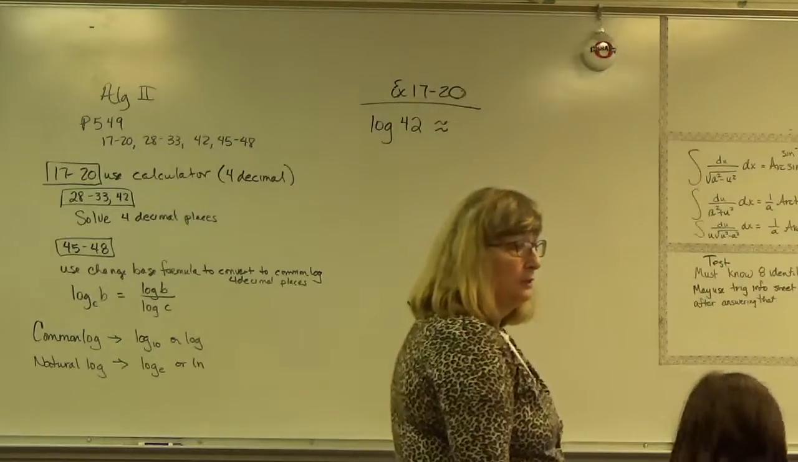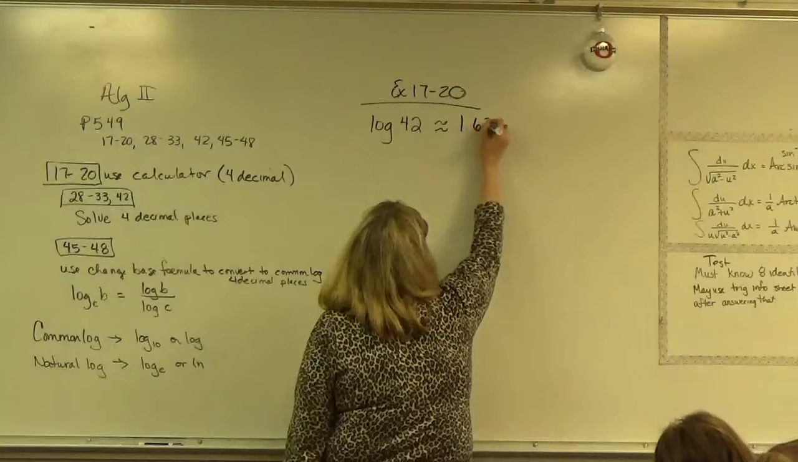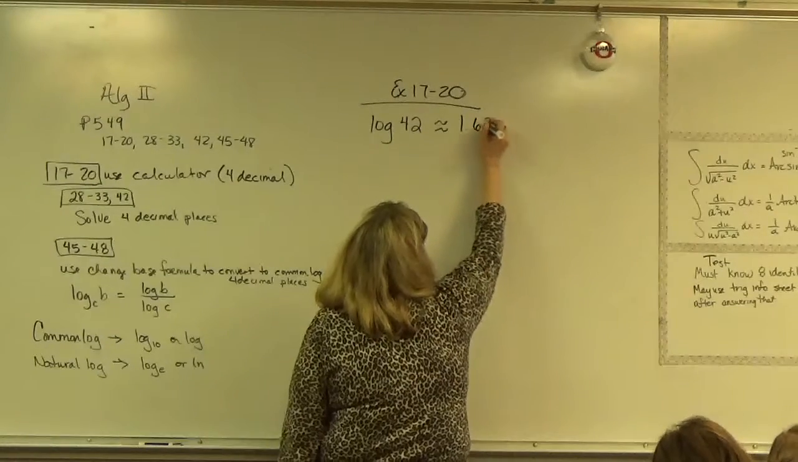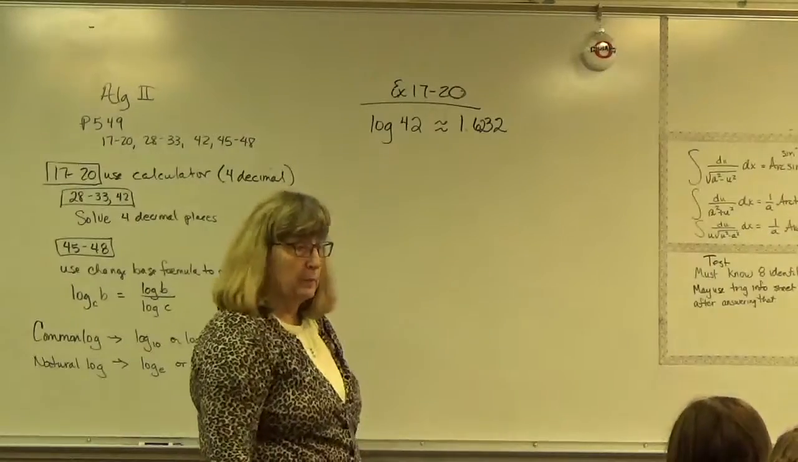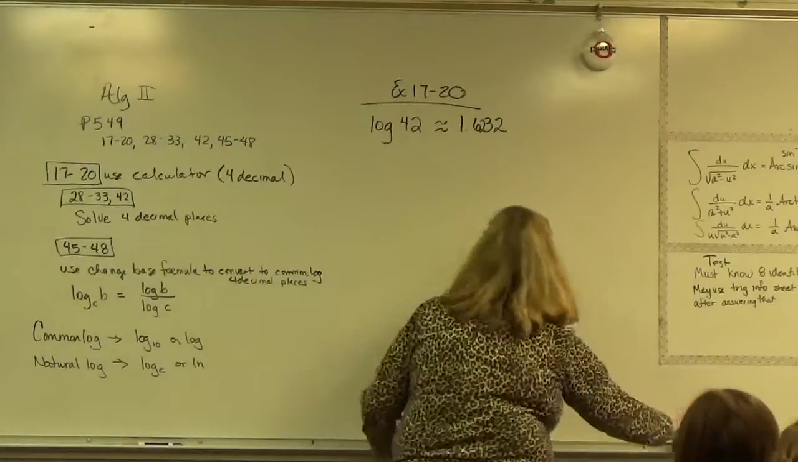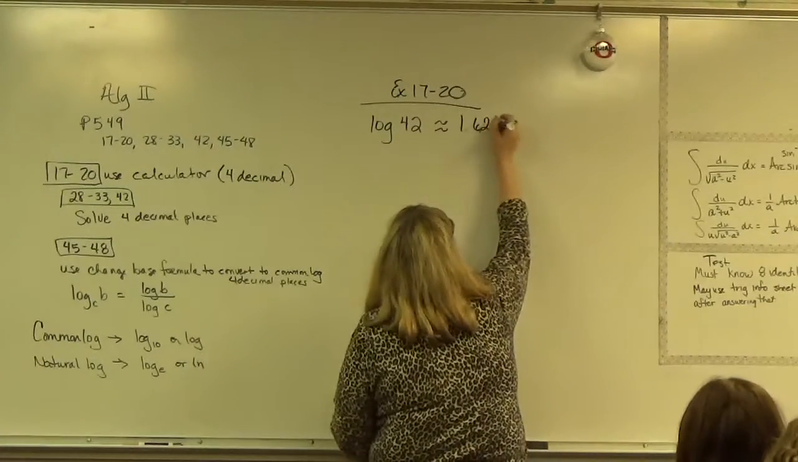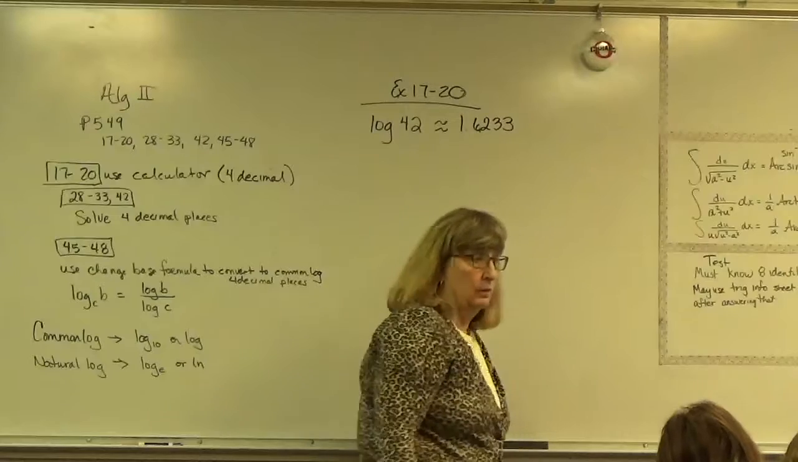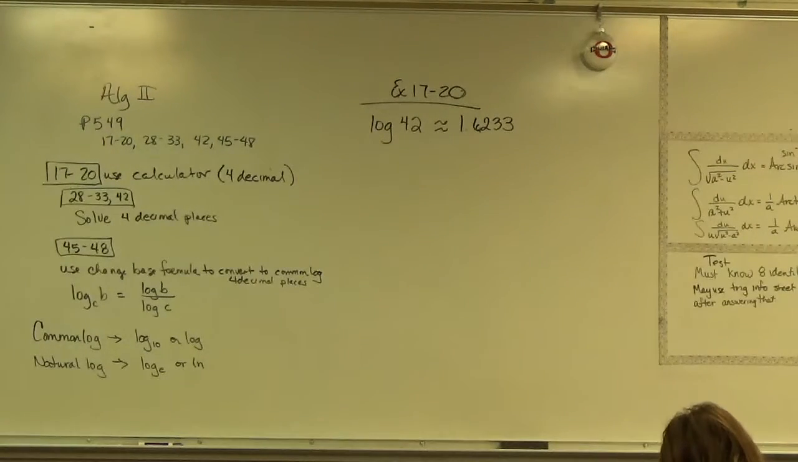Anybody got an answer for me? 1.6232. 1.63... 232? Did I get it right? Or it'd be 233. Does it round up? Yeah, it'd be 233. Well, I'll just fix it. 233. If it's 5 or more, you round up.